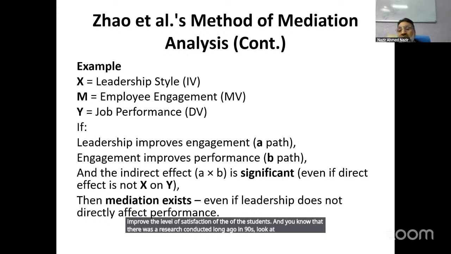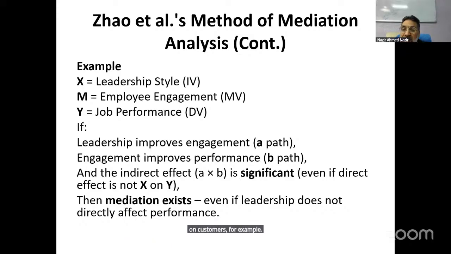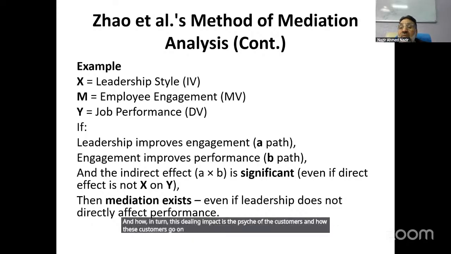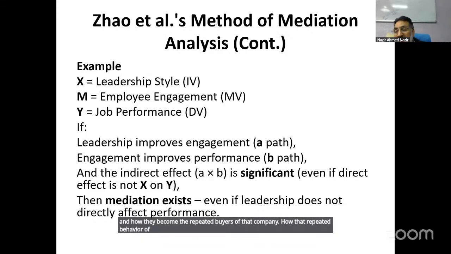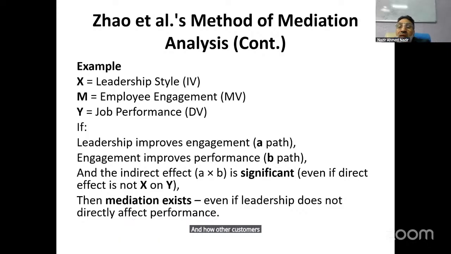Look at that, there are several situations where you find that there is an indirect impact on customers. For example, there was a research conducted which found how employees deal with the customers, and how in turn this dealing impacts the psyche of the customers, and how these customers go on buying or merchandising with the company, and how they become repeated buyers of that company, how that repeated behavior helps an organization to earn more and more profits, how their word of mouth is spread, and how other customers are also attracted by the salespeople of the firm.